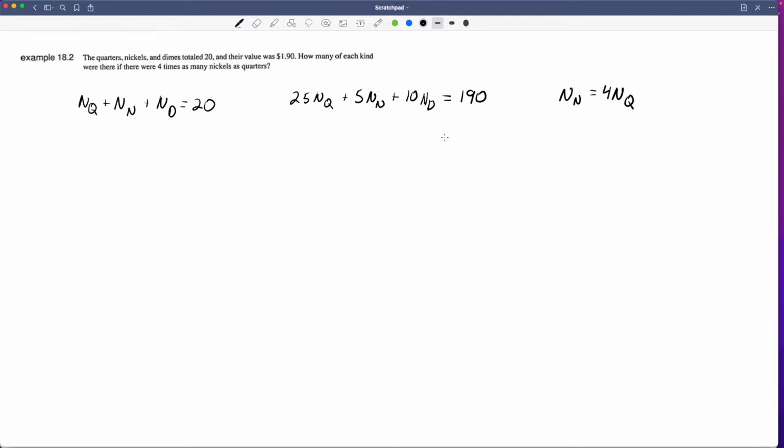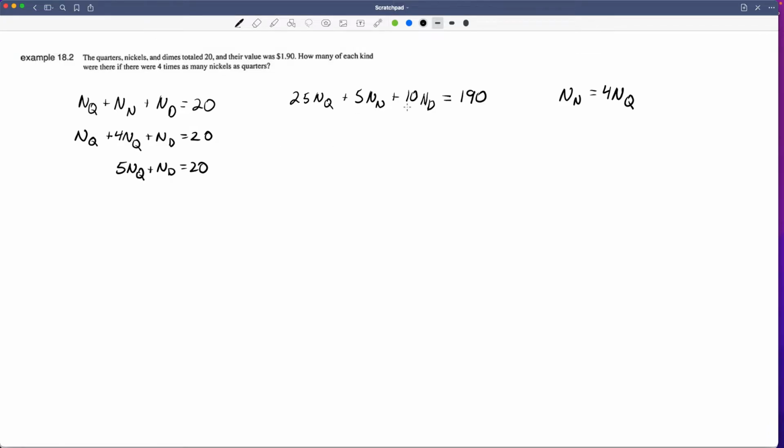So I see already that I could substitute in a value for N using the number of quarters. So I'm going to do that here. The number of quarters plus 4 times the number of quarters plus the number of dimes was equal to 20. So 5 times the number of quarters plus the number of dimes is equal to 20. That's as far as I can go with that because I can't substitute for quarters or dimes.